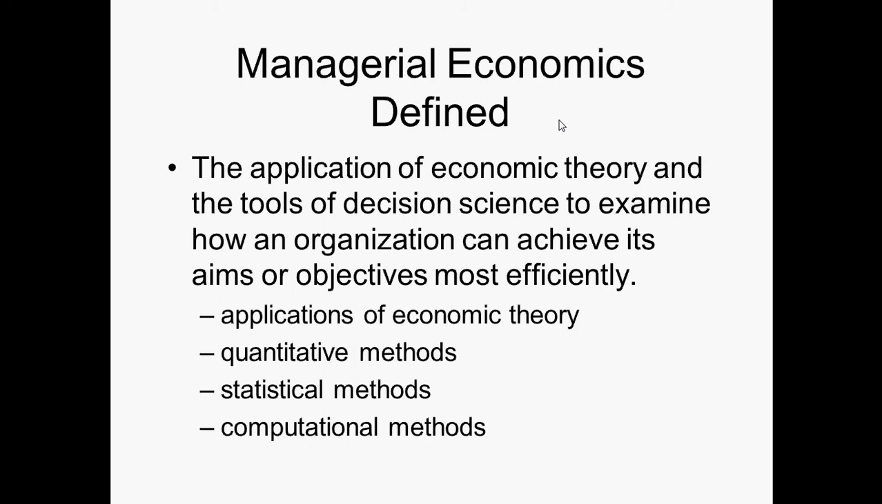So, the definition of managerial economics is using economic theory and what they're calling here decision science to make the best decisions in an organization. So, to achieve aims or objectives, to achieve them most efficiently, and this is actually a little different from most economic theory. Economic theory typically is implicitly being used to inform policymakers or just to interpret the world.